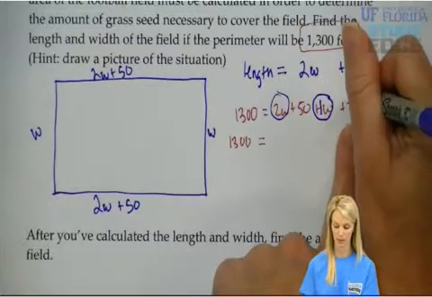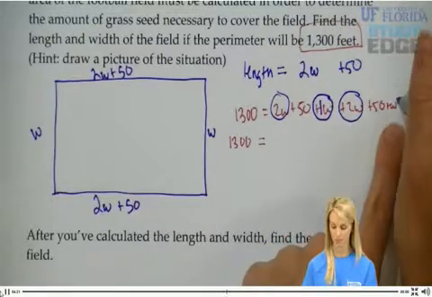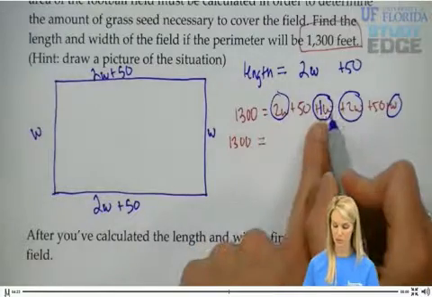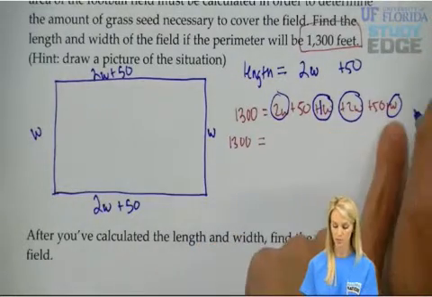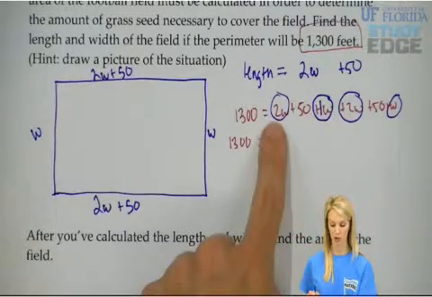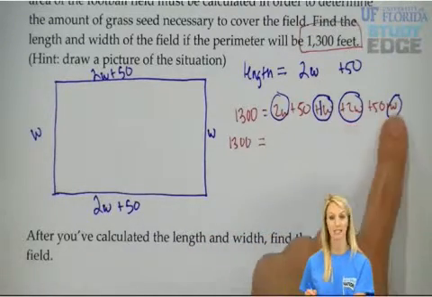What do we have here? 2W. What do I have here? A W. I'm taking 2W plus 1W plus 2W plus another W. Well, 2 plus 1 plus 2 plus 1 gives me 2, 3, 4, 5, 6W.